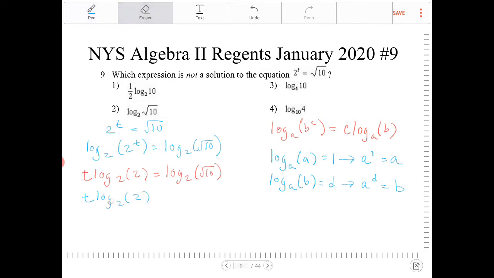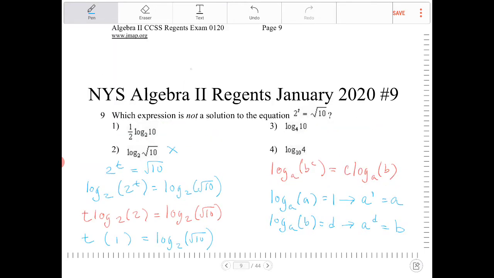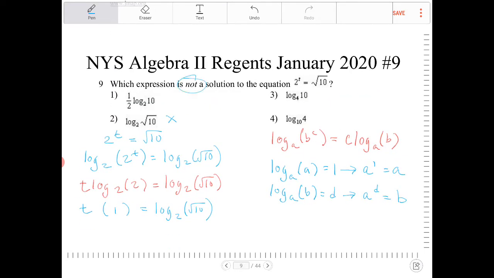Anyway, I want to apply the identity to t log base 2 of 2. Log base 2 of 2 simply becomes 1. And log base 2 of radical 10 is just what that is. So in other words, t is equal to log base 2 of radical 10. And looking at that, that's actually option 2. So option 2 is not the answer because that is a solution. We're looking for something that is not a solution.